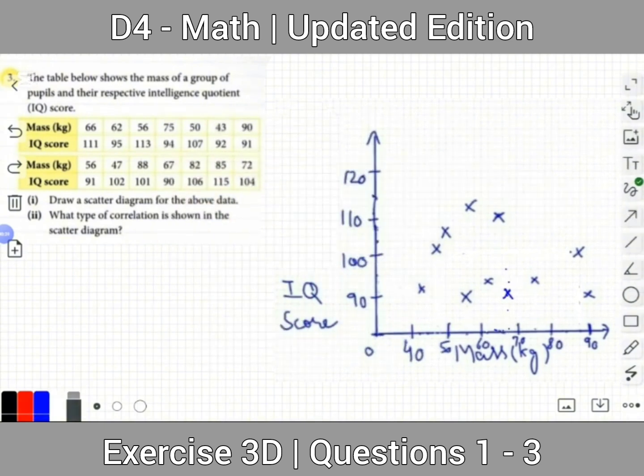Now for the next ordered pair, 82, 106. So here we have 82 somewhere here and 106. So here we have 100, 102, 104, 106. So we have 106 here. So we will put a cross here.